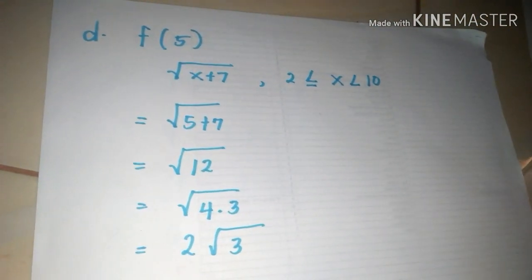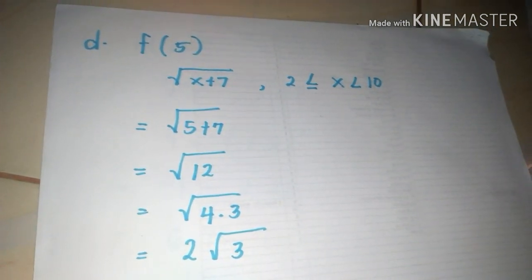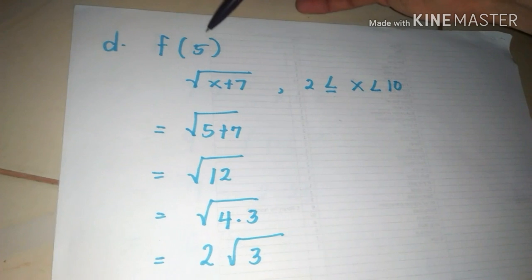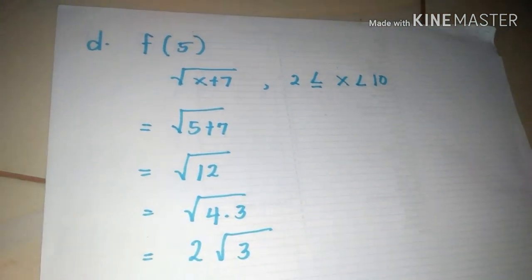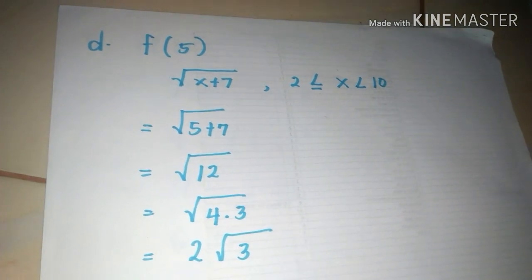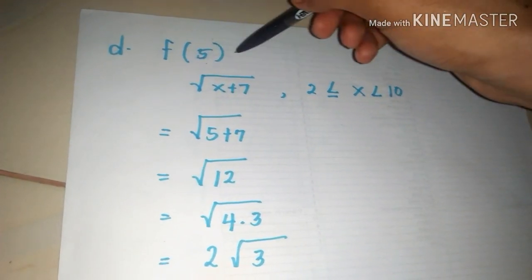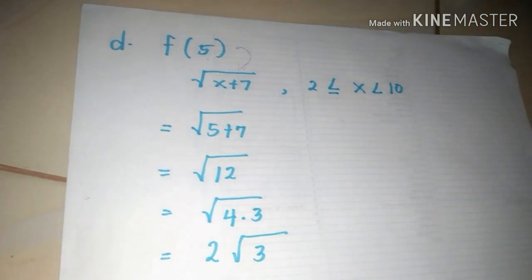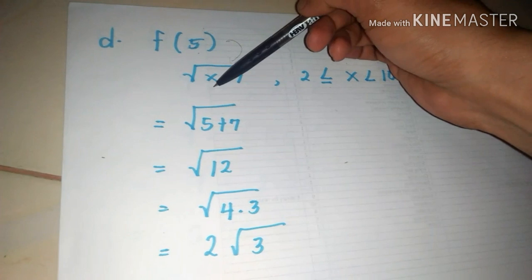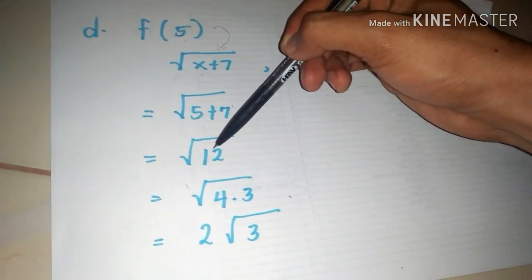Next. We have f of 5. Ang positive 5 ay included dito sa interval na to wherein we have x greater than or equal to 2 but less than 10. Isasubstitute mo ngayon itong 5 dito sa ating function square root of x plus 7. Yung 5, substitute sa x, we have 5 plus 7, square root of 12.